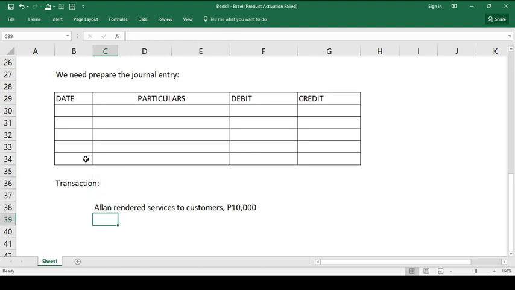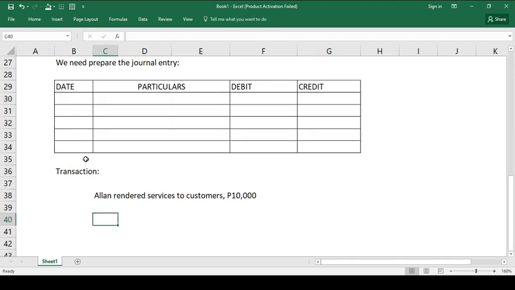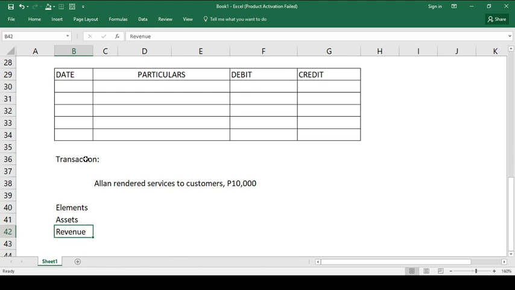Para ma-journalize natin yan, ano yung una natin dapat gawin is that hanapin anong element po yung affected. Ano po yung element affected, no? Kung titignan po natin, we have assets and revenue. Those are the elements affected. Kasi, meron pong asset dyan at may revenue.